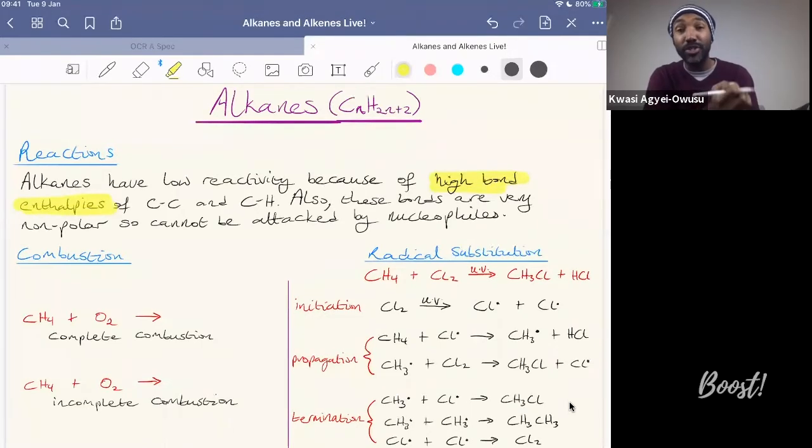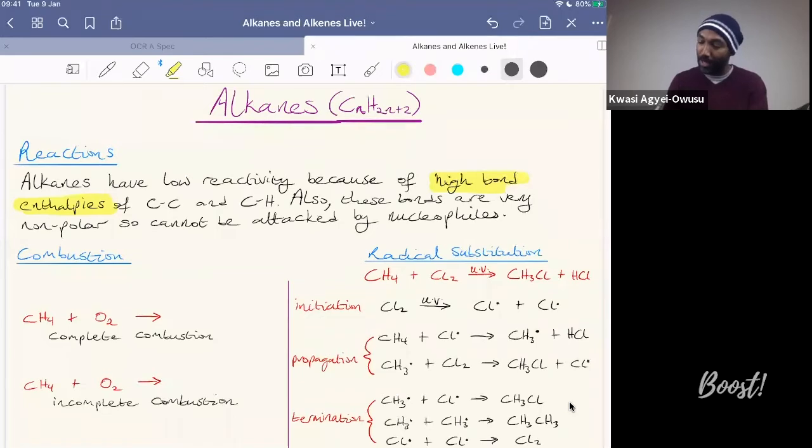And the other thing to note about the alkanes is that none of the bonds are particularly polar. So there's very little difference in electronegativity between the carbon and the hydrogen atom. And so you don't have polar bonds in your alkanes, which means that they're not susceptible to attack by nucleophiles. Remember, nucleophiles want to attack something with a delta plus on it, but if there are no delta pluses or delta minuses, because there are no polar bonds, then you're not going to get nucleophilic attack.